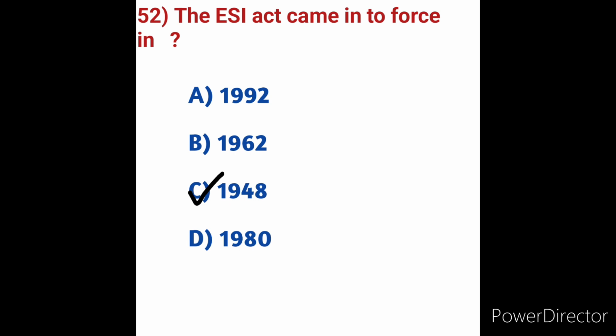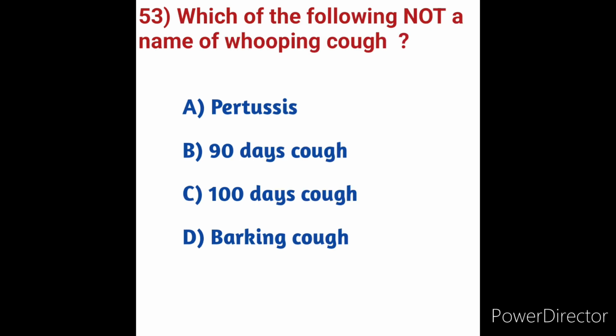Next we will move on to question number 53. Which of the following is not a name for whooping cough? Here, one option is not a name for whooping cough. We will see the options. Option A, pertussis. Option B, 90 days cough. Option C, 100 days cough.